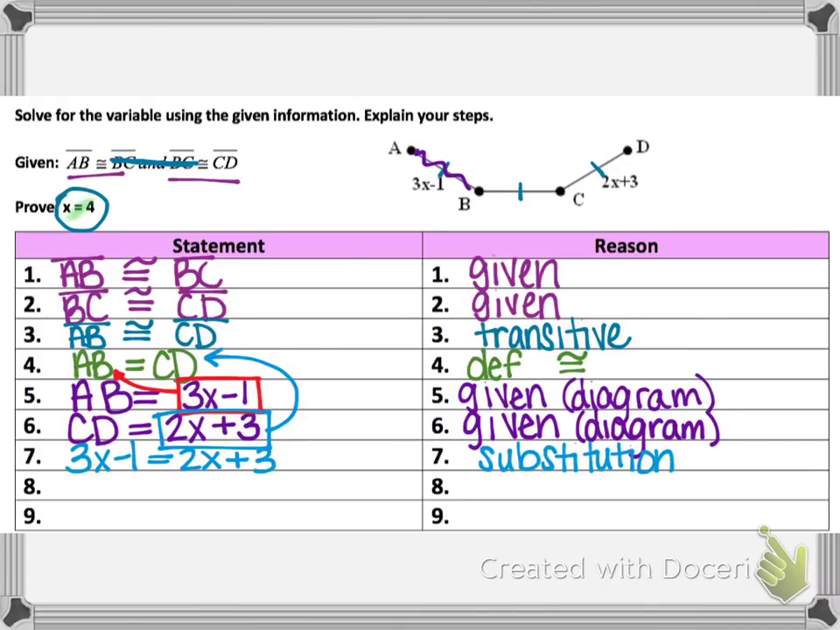And then we'll solve these equations like we did earlier. So the first thing I would want to do is go ahead and subtract my 2x over. So 3x minus 2x is 1x. Minus 1 equals 3. So since I had to subtract the same thing on both sides, that's going to be the subtraction property of equality. And then my last step to solving is going to be adding 1. So x will equal 4. And since I got that by adding, that's the addition property of equality.